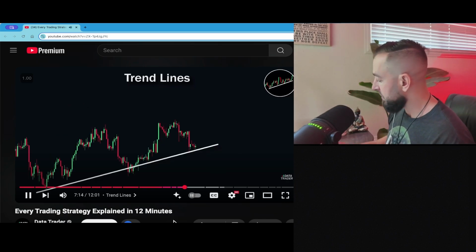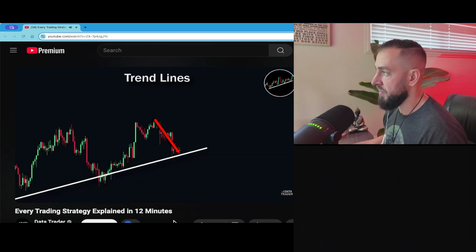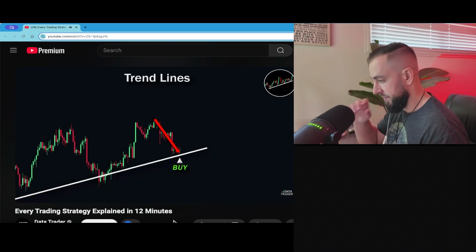For example, if price retraces back to a trend line, it can be a good opportunity to take a buy position.